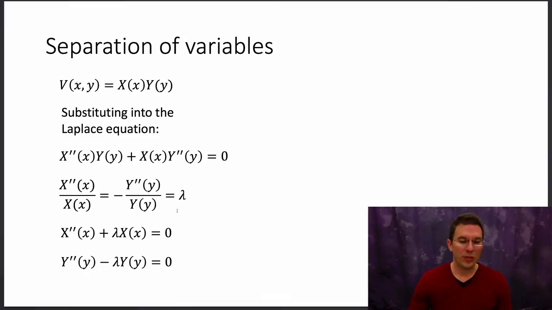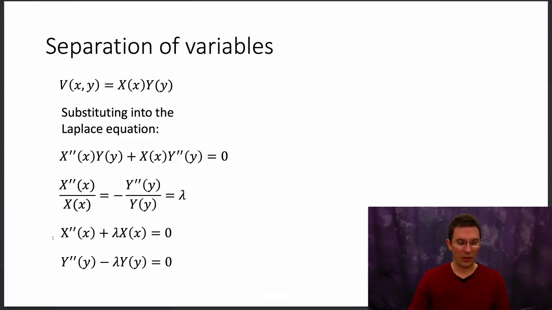So once I introduce the separation constant, then in fact x double prime over x is equal to lambda. We can rewrite that equation in this way, and also minus y double prime over y is equal to lambda, and we can write that equation in this way. So by using the separation of variables technique, we are able to convert our partial differential equation into 2 ordinary differential equations, just like this, that we can solve.